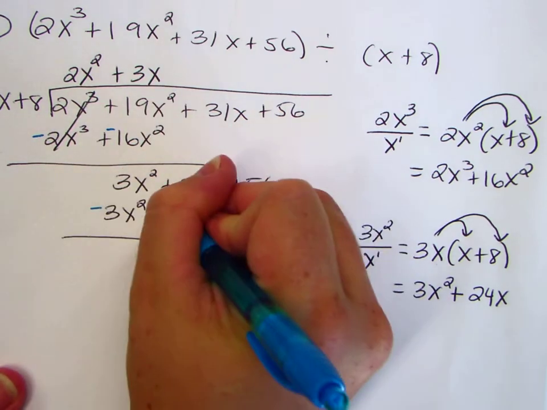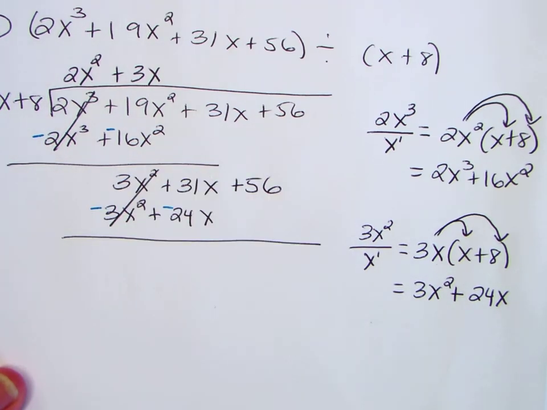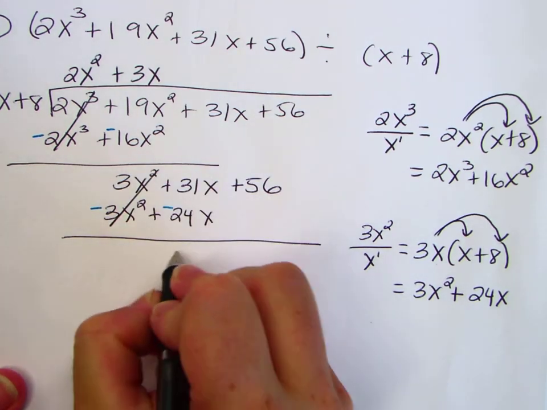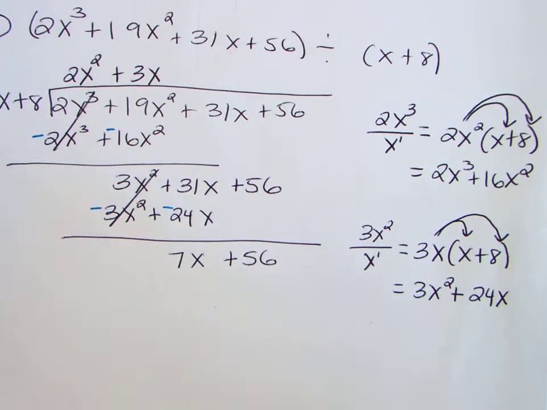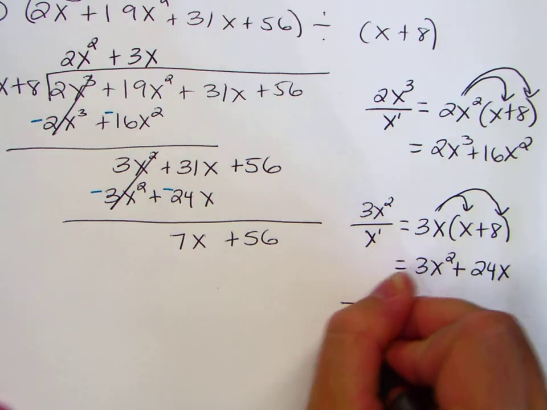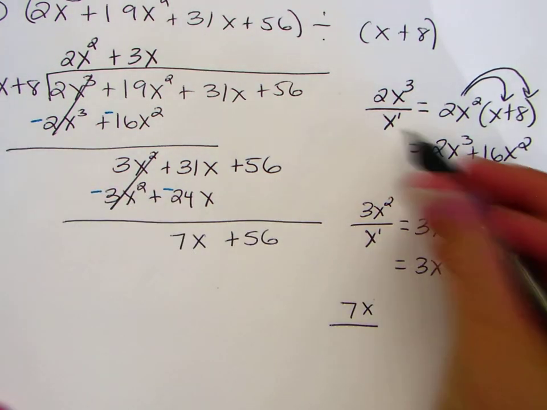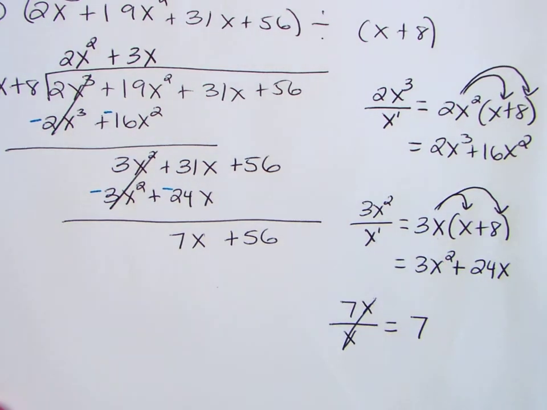You divide, you multiply, then you subtract. Change the sign at the bottom. The 3x squareds cancel. 31x minus 24x is 7x, plus 56. All right? This is going to be the last time. My highest power, 7x, divided by, again, we divide by the same thing every time, and you get 7.